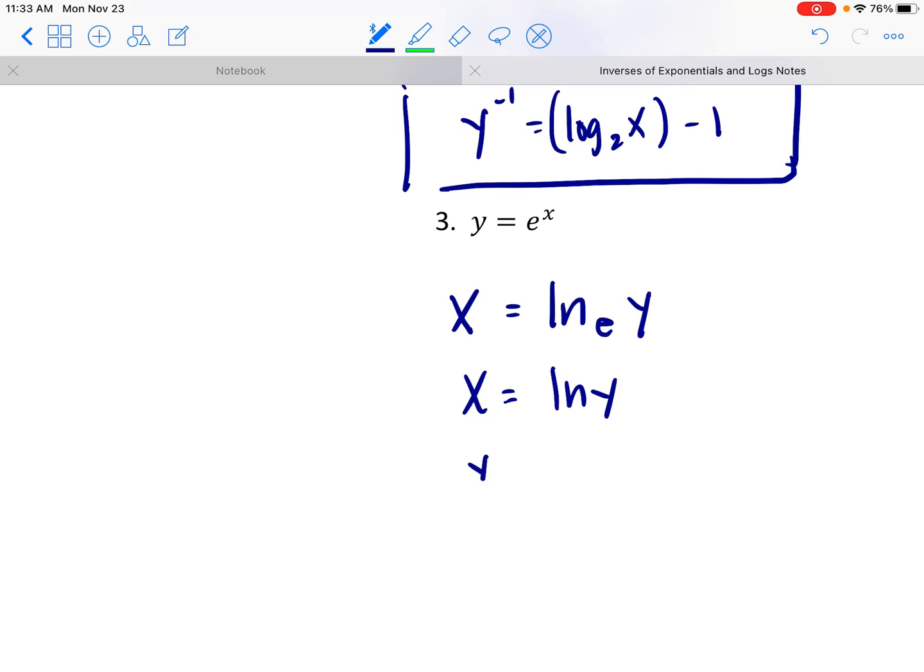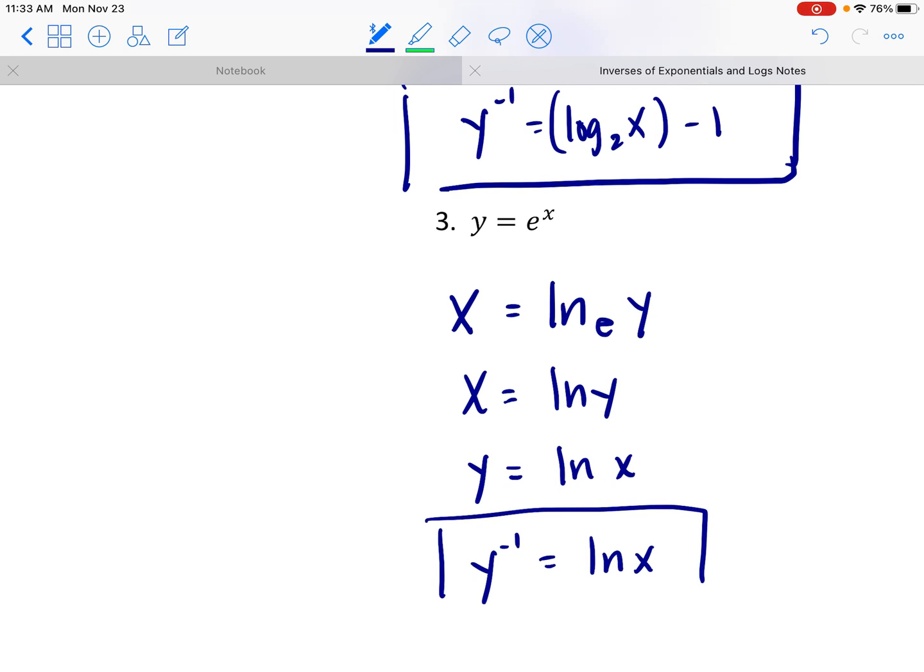We just need to switch x and y. So y equals the natural log of x, and then call it the inverse. So y inverse equals natural log of x. So the natural log of x and e to the x are inverse functions.